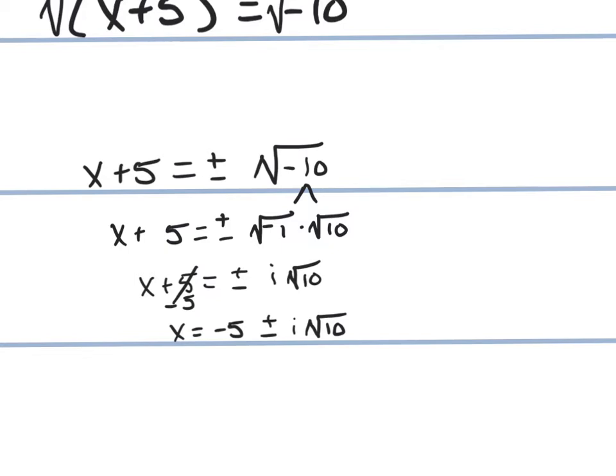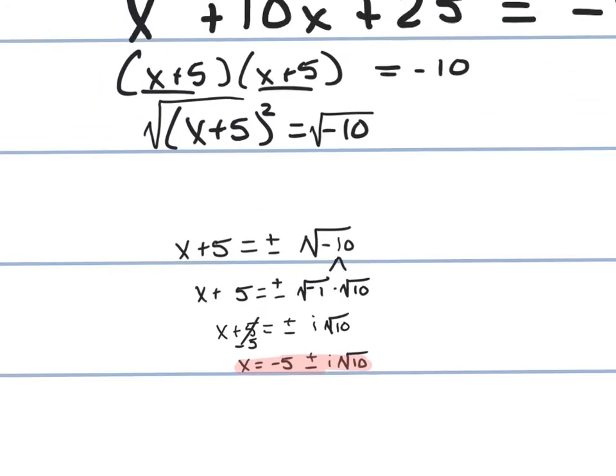So we get negative 5 plus or minus i times the square root of 10. I'm going to do only one more of these. I'm going to do C. It's going to be the same pattern every single time. So just so that we can get used to it, it's going to be those same steps every time.